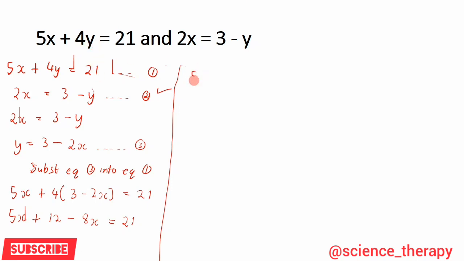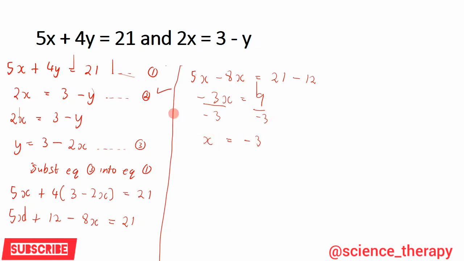So we have 5x minus 8x, and then on the right hand side we have 21. If we transpose that 12, it becomes negative 12, so that's 21 minus 12. Then what is 5x minus 8x? That gives us negative 3x, right? Then what is 21 minus 12? We get 9, right? Then dividing both sides by negative 3, our x once again is negative 3.